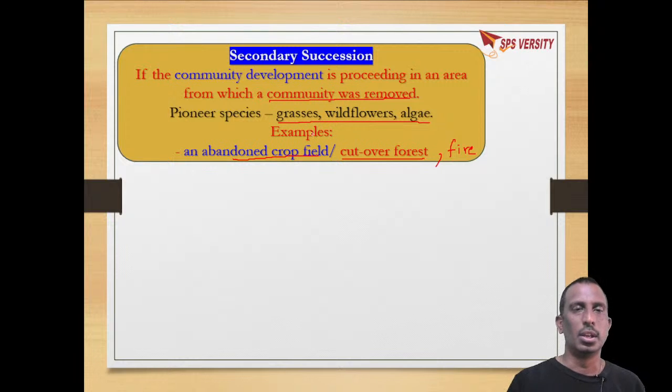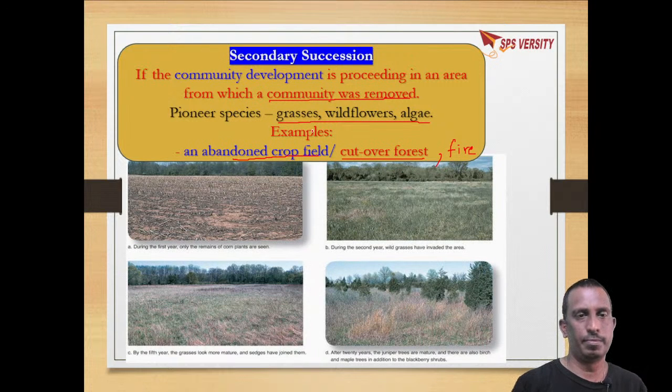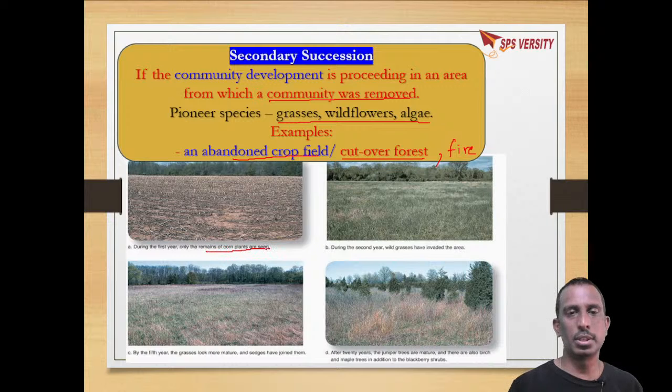Okay. So like this, it is the secondary succession. Here you can see an abandoned crop field. In the first year only, the remains of the corn plants are seen. During the second year, the grasses have invaded the area. By the fifth year, the grasses look more mature and sedges have joined them.